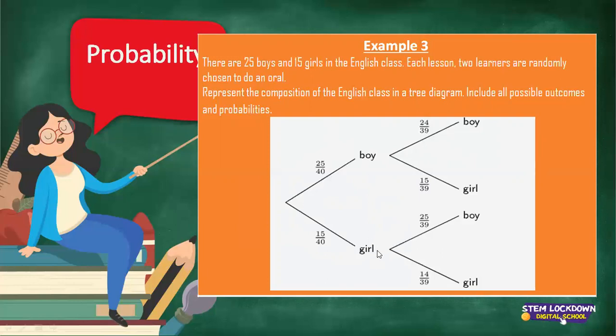So say the first choice was a girl. Making the second choice, you can have a boy or a girl as well. But the probability of getting a boy this time will be 25/39, because the first choice was a girl and the first learner chosen was not replaced. That is why the total is less. And lastly, the probability of getting a girl again will be 14/39. Okay, so this is how we represent the tree diagram.